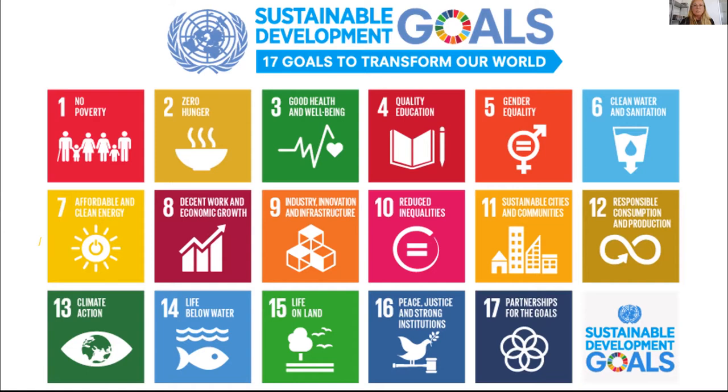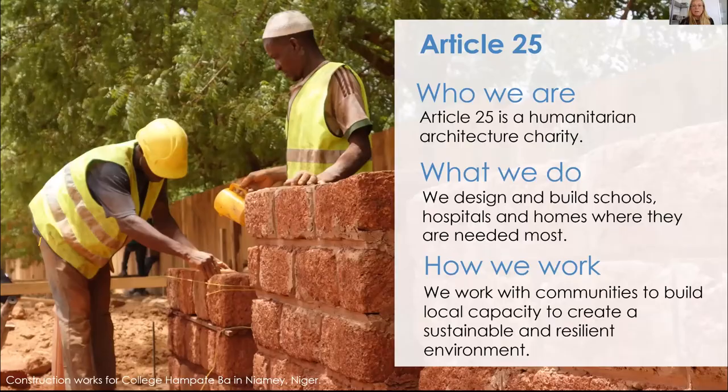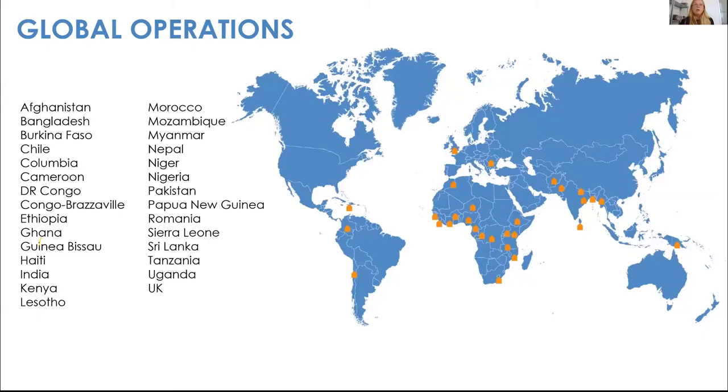So, who is Article 25? We are a humanitarian architecture charity, which means that practically we design and build schools, hospitals, and homes in places where they are needed most. We always work with local communities to build capacity on the ground and to create a sustainable and resilient environment. Since our formation in 2006, we have gained experience around the world and have become specialists in designing and delivering projects in challenging contexts. So far, we have delivered more than 90 projects in 34 countries.